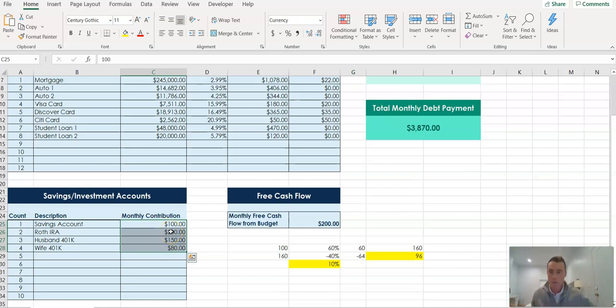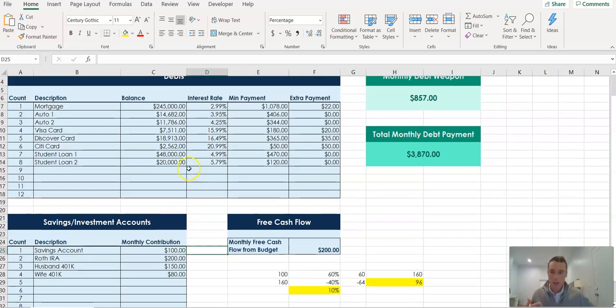Your advisor is going to charge you fees. There's tons of fees baked into 401ks and mutual funds. So to me, this is what I would consider inefficient dollars. We look at these debts we owe. All but one of these has an interest rate over 3%. The mortgage is 2.99, but all these other debts have an interest rate over 3%.